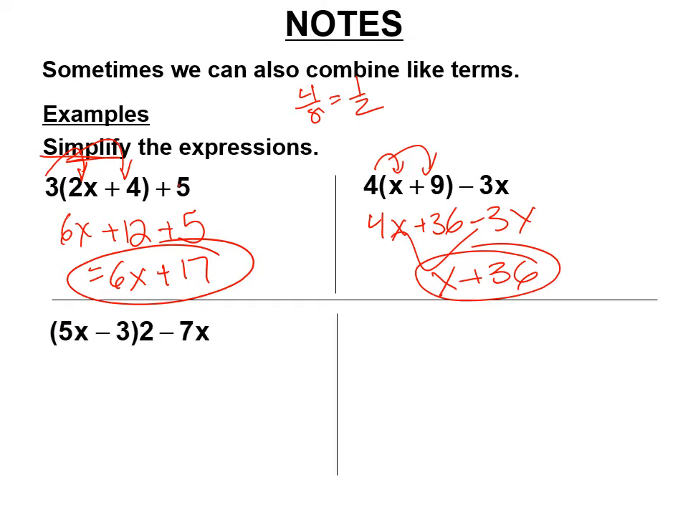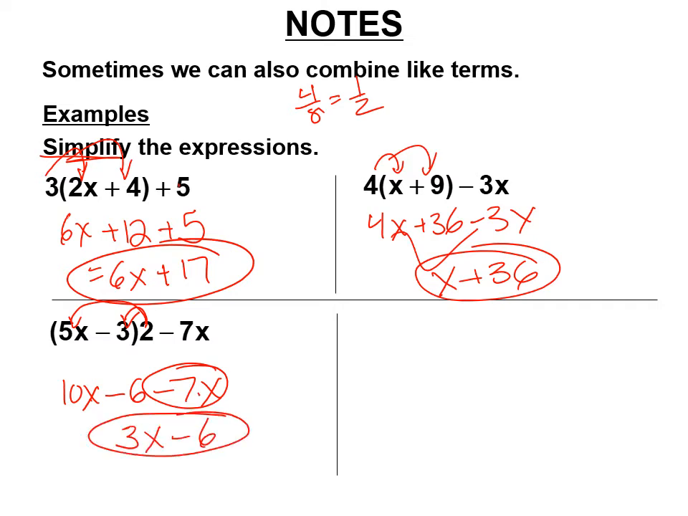All right, here the 2 is behind it, but it's still the same thing. 2 times 5x is 10x. 2 times negative 3 is negative 6. And so we get that. We have like terms. 10x minus 7x is 3x. So it's 3x minus 6.